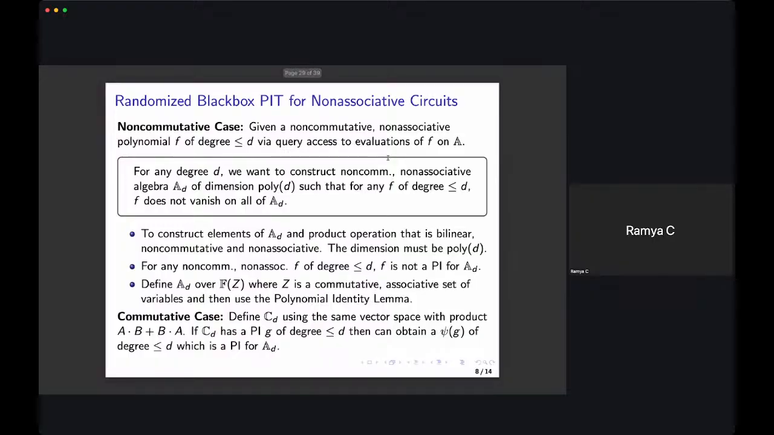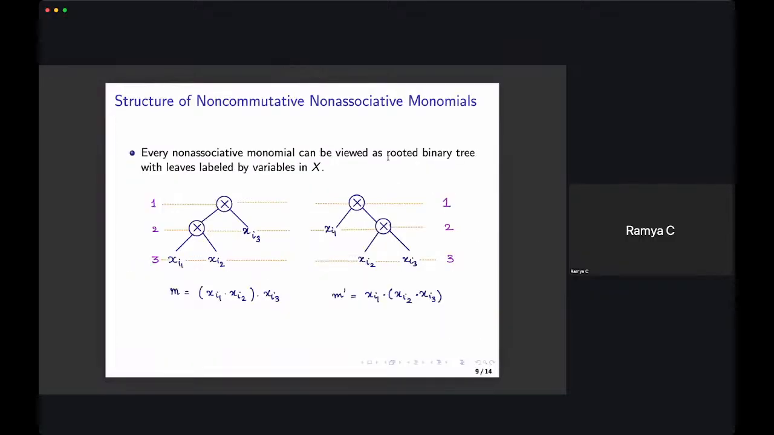And possibly flash the algebra and the product operation, but it's a little embarrassing for me to do it. So we'll look at the structure of non-associative, non-commutative monomials and then get back to how to design this algebra. So what is a non-associative monomial going to look like? Non-commutative monomials, we know they are going to look like words or strings in x1 to xn. You can view any non-associative monomial essentially as a rooted binary tree where the leaves are going to be labeled by variables.